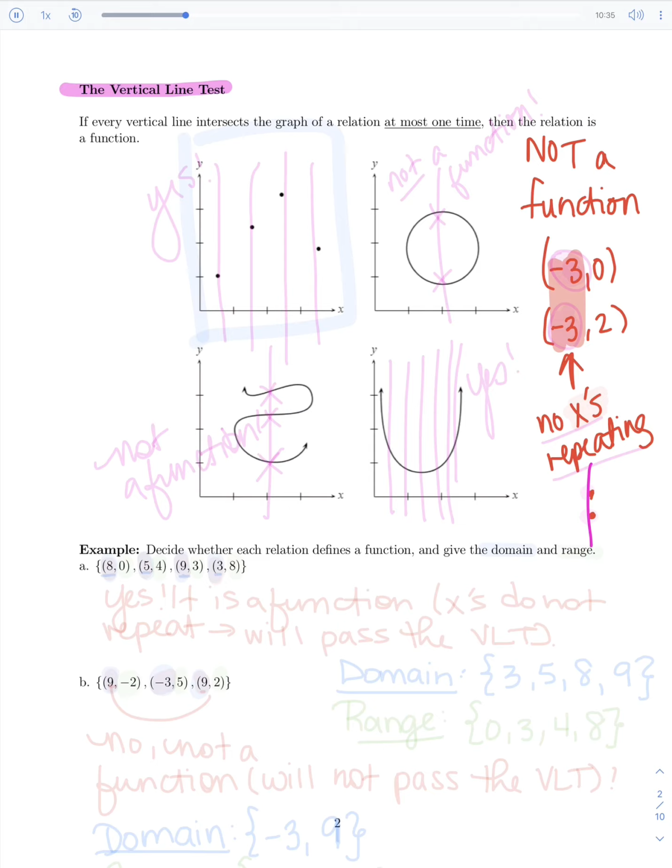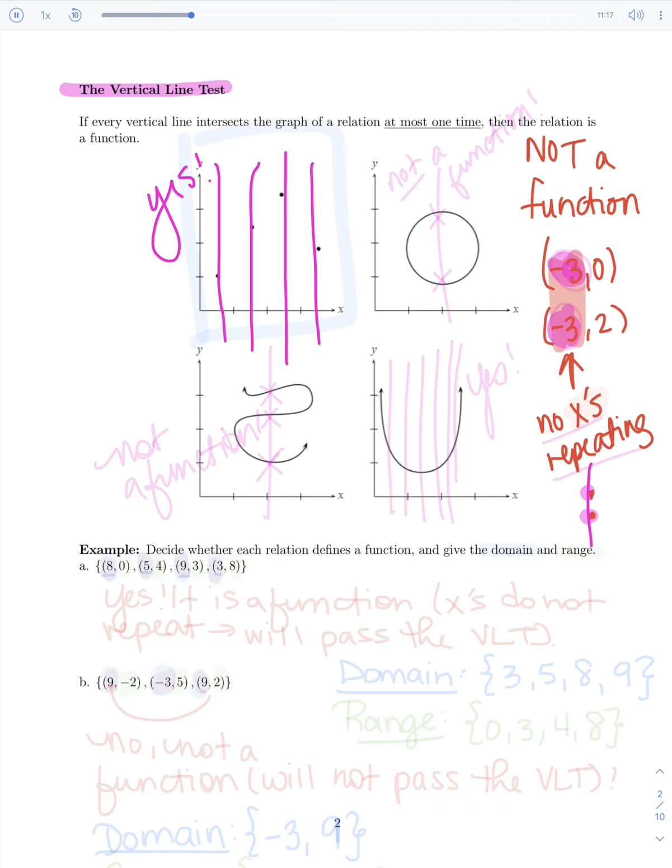It says if a vertical line hits your graph once or not at all, it's a function. If you have even one vertical line that hits more than once, then what does that mean? It means you've got repeating x's and it won't be a function. So the vertical line test is meant to tell us whether or not something is a function. So notice this first one, if I draw any vertical line, I'm going to hit at most 1 point. So that means yes, it is a function because I'm going to only hit the graph at most once.